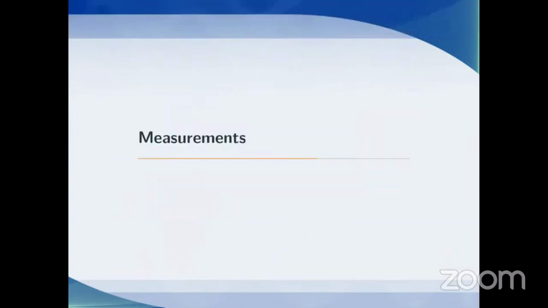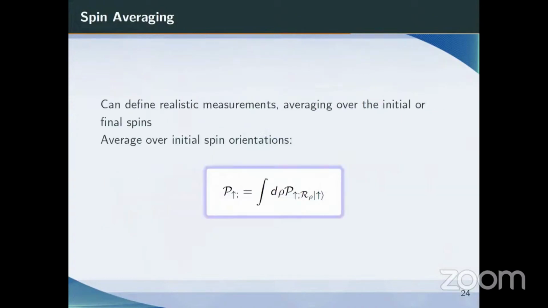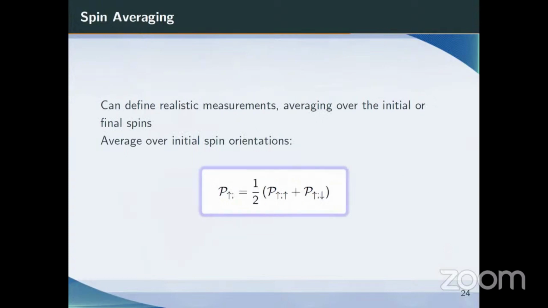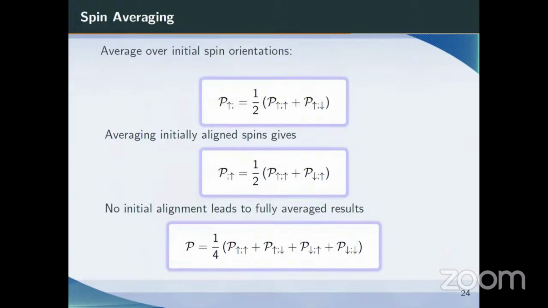So now we can define some measurements that would be interesting to look at. So far we've only considered well-defined initial and final spin states, but we can average over the initial spin or average over the final spin or both. And so obviously we can do basically incoherent sums of these. So here we're averaging over the initial spin, averaging over just the final spin with the initially aligned spins, and then here averaging over both.